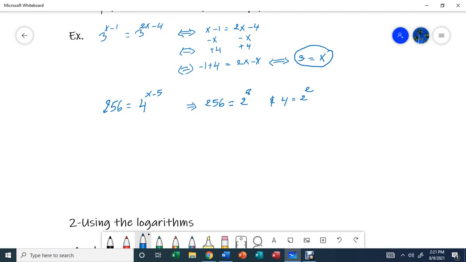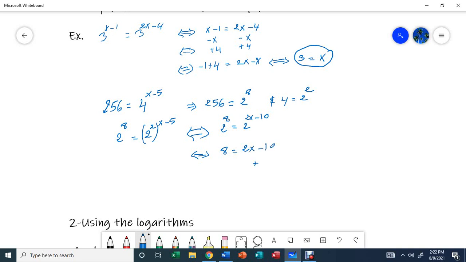So 256 is the same thing as 2 to the 8th, and 4 is 2 squared, everything raised to x minus 5. Now I'm going to use the exponent rule on the right hand side. So 2 to the 8th equals 2 to the, and distribute the 2 here, 2 times x is 2x, minus 2 times 5, negative 10. And now using the one-to-one property, I have the same base, so 8 must be the same as 2x minus 10.